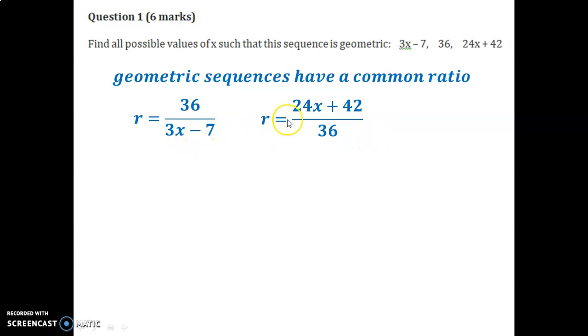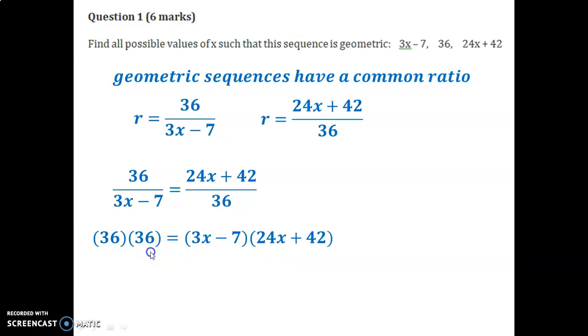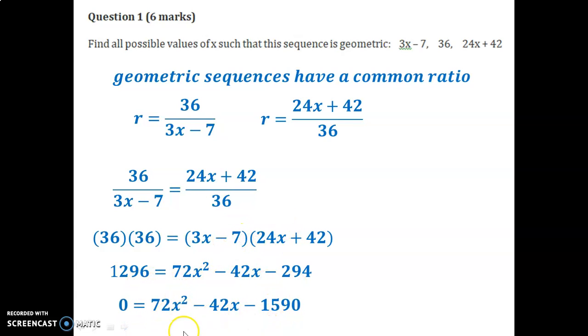Alright, so there we have our common ratios. Those two must be the same. Therefore, we can set those two expressions equal to each other. Now we have an equation that can be turned into a quadratic. We can cross multiply 36 times 36 and then 3x minus 7 times 24x plus 42. So that's what I have here. 36 times 36 is 1296, and on this side multiply that out to get this. Move the 1296 over that side to get a quadratic, which is equal to 0.